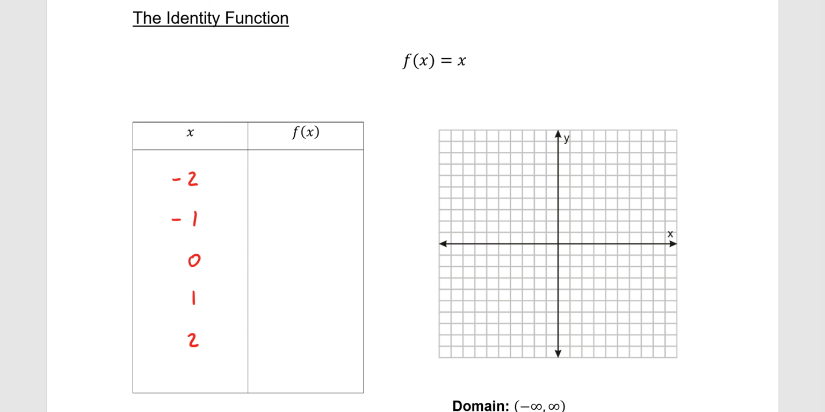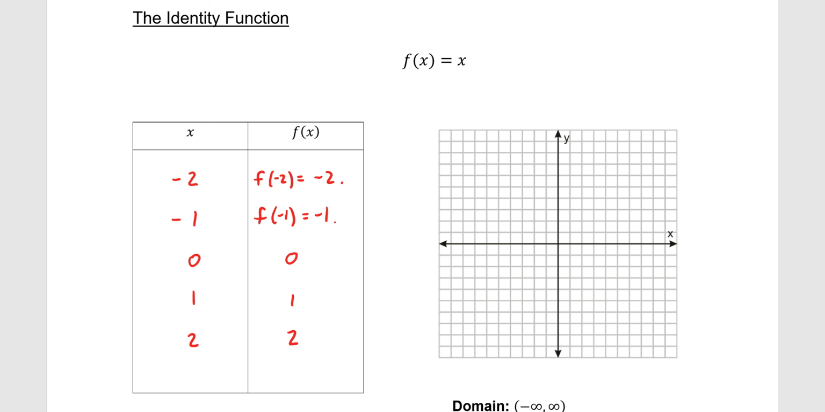So plugging these into our function, f of negative 2 for this first one is just negative 2 because f of x equals x. So plugging it in is just going to be itself, which is why it's called the identity function. So plugging in f of negative 1 would give us negative 1. F of 0 is 0, f of 1 is 1, and f of 2 is 2. So pretty much one of the easiest functions that we can work with here.